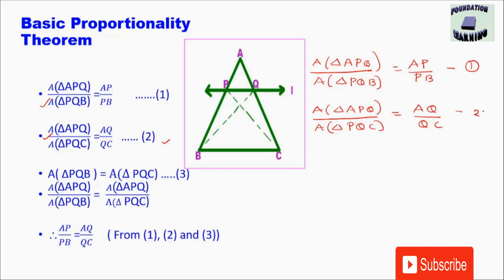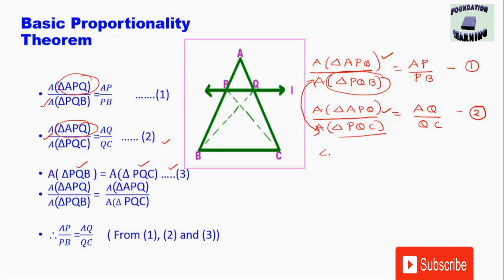Okay, now compare the first equation and the second equation. You will find the numerator here, APQ in the first equation, is equal to the numerator in the second equation, which is APQ. See here APQ and here also APQ. Now PQB is equal to PQC. In equation number 3, we have found that PQB is equal to PQC. So the denominator of the second equation is equal to the denominator of the first equation. So both numerator and denominator are the same.